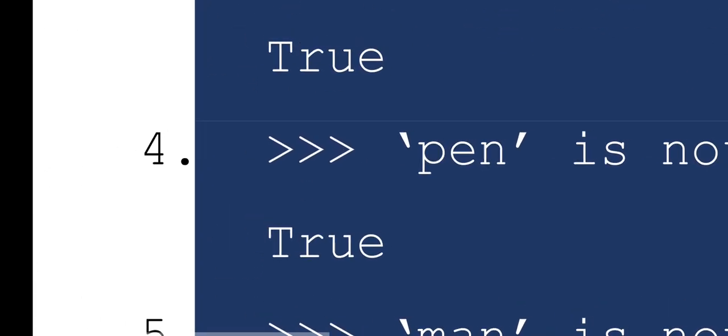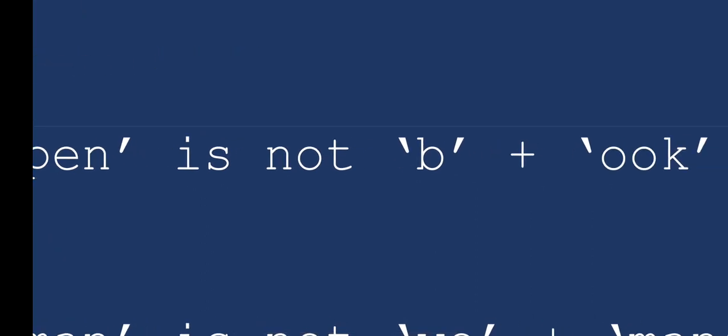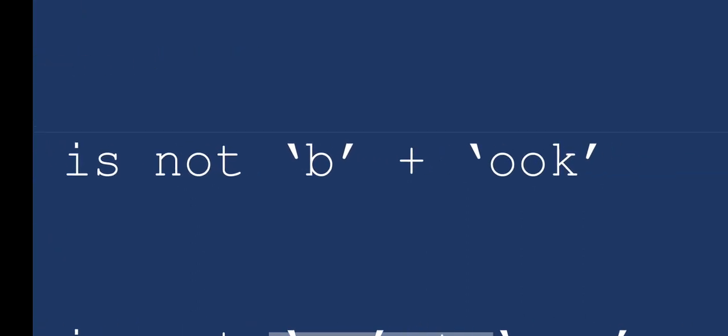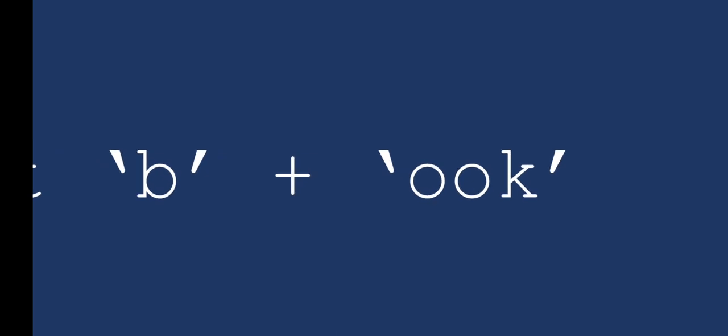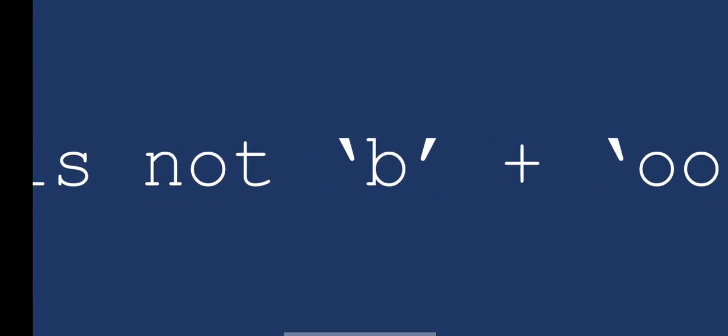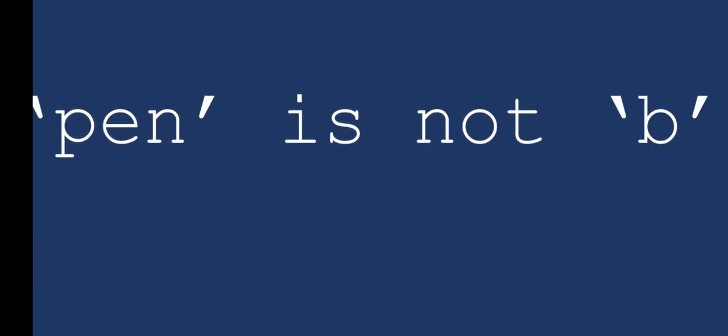And in the computer, "pen" is not "B" + "OOK". So after concatenation here, the return value will be "book". So reading it again, "pen" is not "book". The output is True because yes, the strings "pen" and "book" are located in different memory locations.